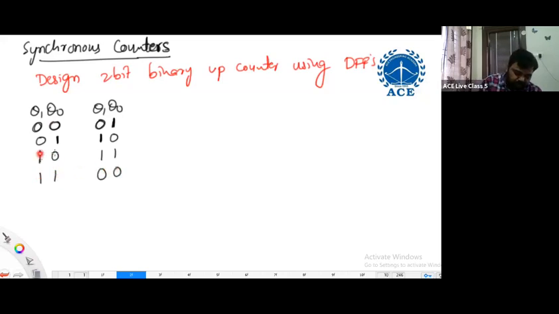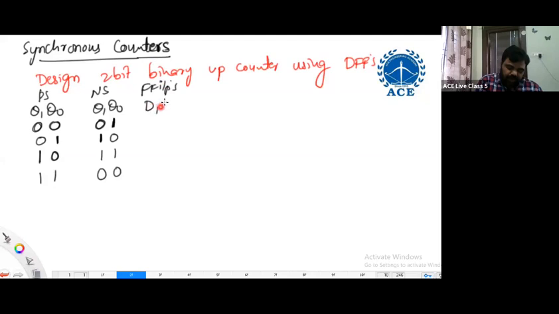This is the expected sequence. Try to understand correctly. We are writing two columns. One is before occurrence of the clock edge, the other is after clock edge occurrence. This is named the present state and this is named the next state. Each and every word is important. The present state is before occurrence of the clock edge, and the next state is after occurrence of the clock edge. To get these changes, what are the flip-flop inputs?